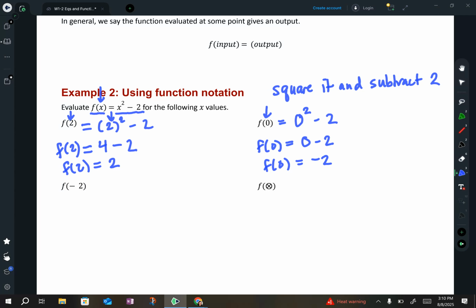All right, I'd like you to pause the video now and try to find f of negative 2 using the same function I've defined up here, and this time our input is negative 2. Pause the video, give it a try, and come back.